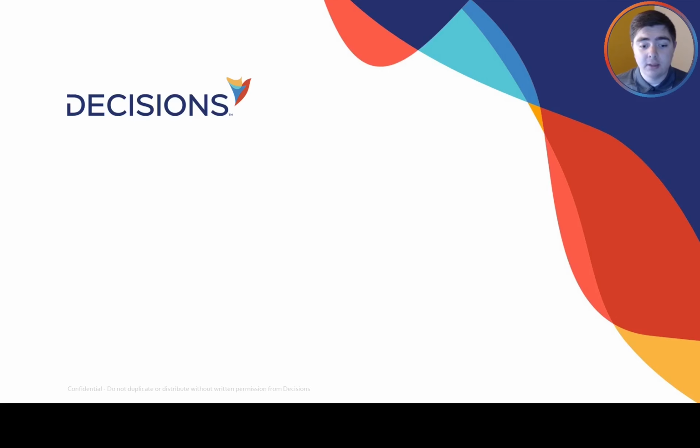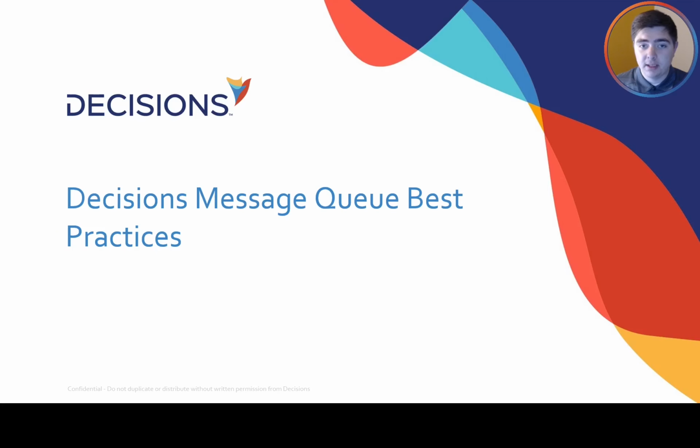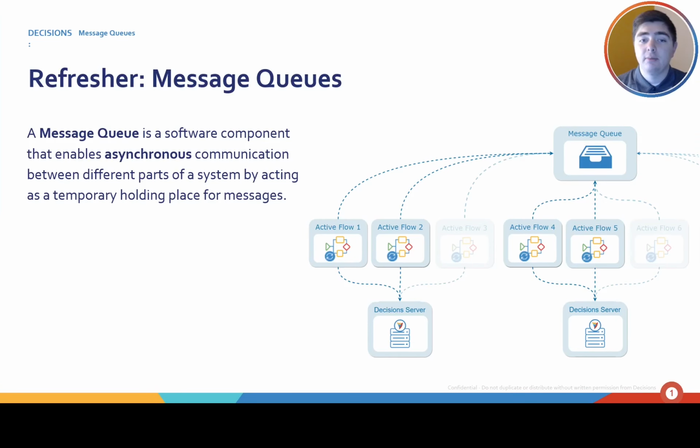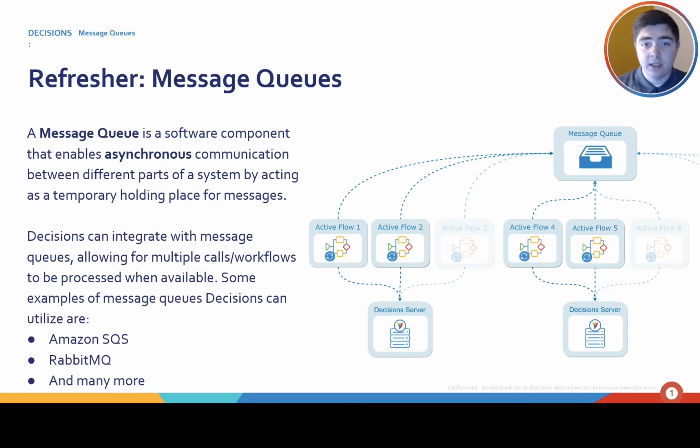Today we're going to be covering some of the best practices around setting up message queues. So, as a quick refresher, message queues are a component of software that enables asynchronous communication between different parts of a system by acting as a temporary holding place for these messages. Decisions can integrate with message queues, allowing for multiple calls or workflows to be processed when available. Some examples of message queues that Decisions can utilize are Amazon SQS, RabbitMQ, IBM Message Queue, and many, many more.